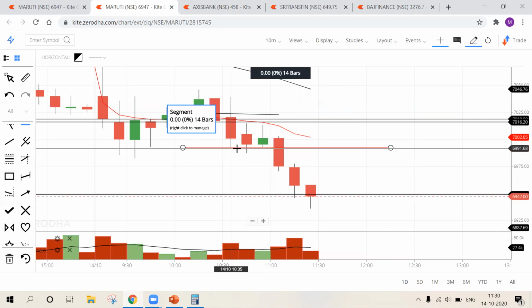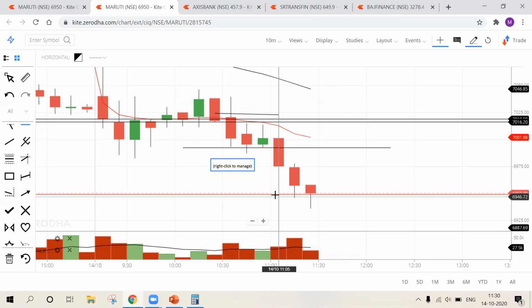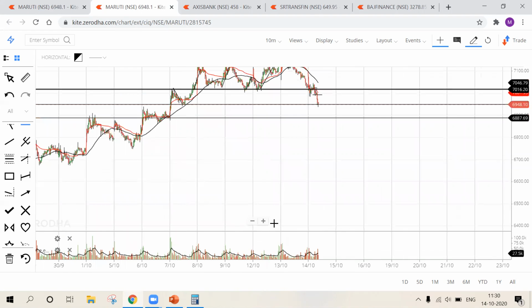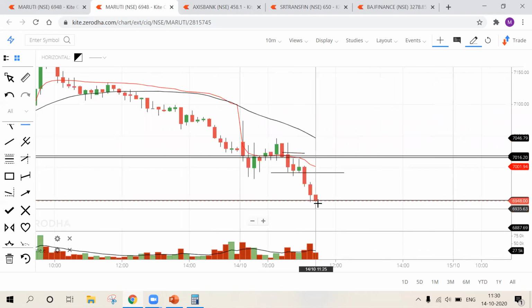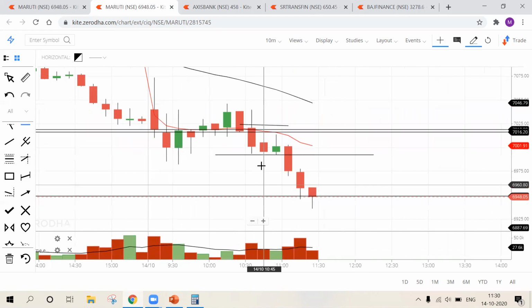So I'll be making a sell position blindly, putting my stop loss here, and this will be my target because this is the nearest support and resistance level. If I zoom out, I can find that. So that should be my entry, this should be my target, and that should be my stop loss. I'm done for the day.